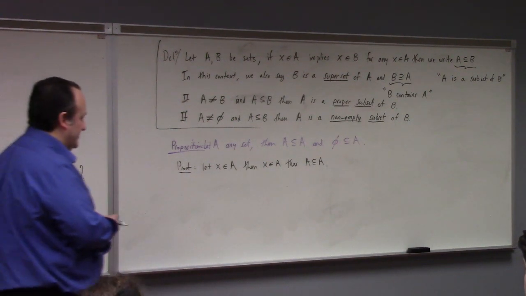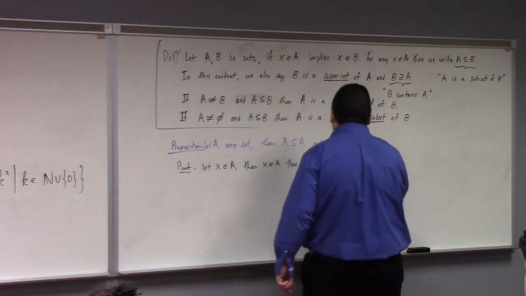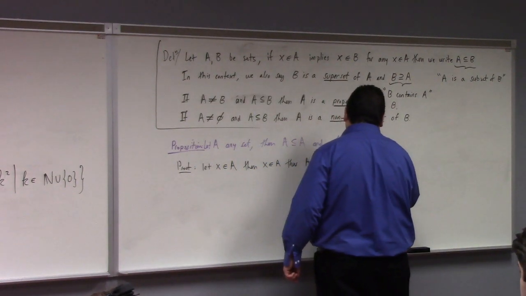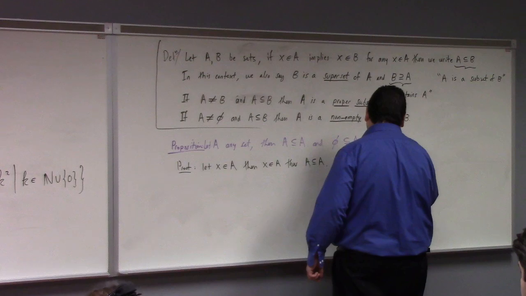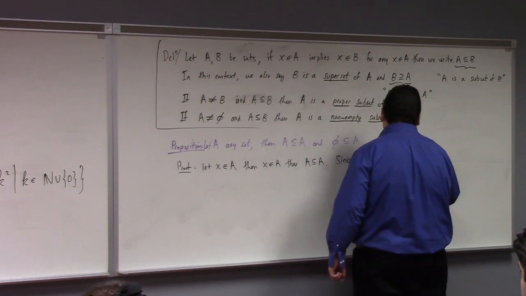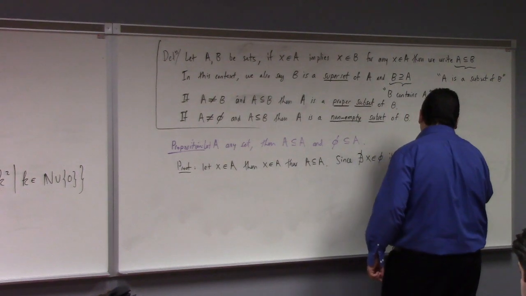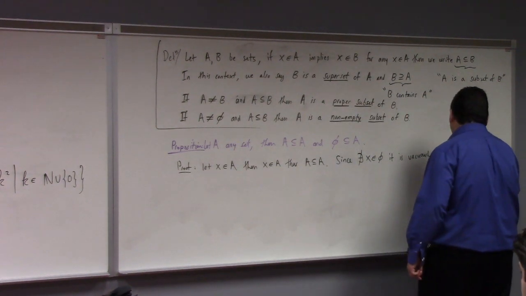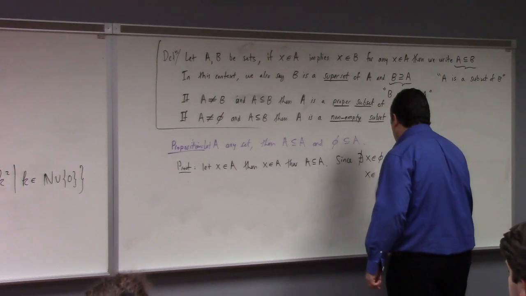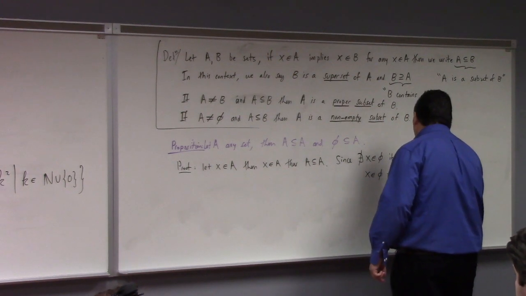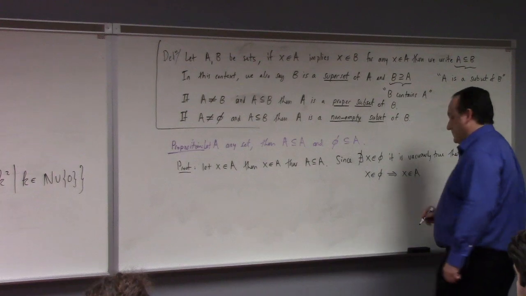On the other hand, since there does not exist X an element of the empty set, it is vacuously true that X an element of the empty set implies X is an element of A, right?